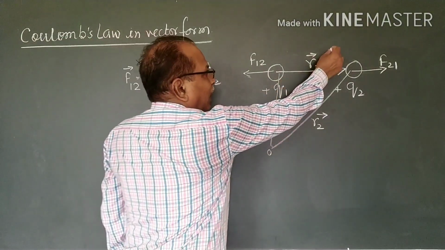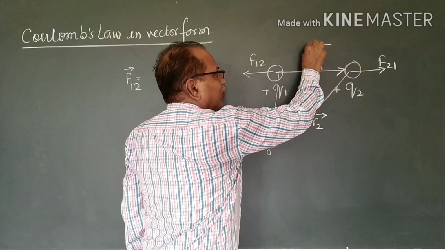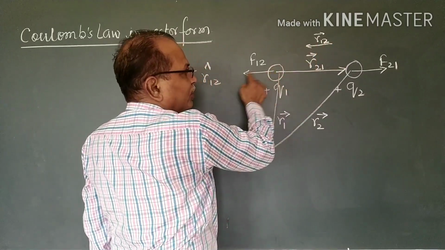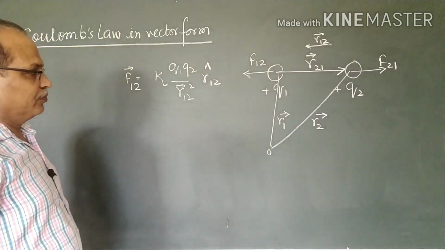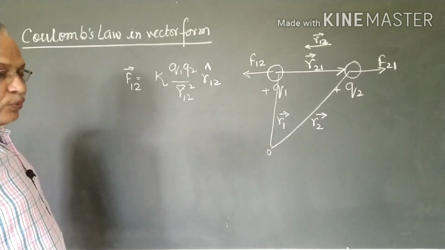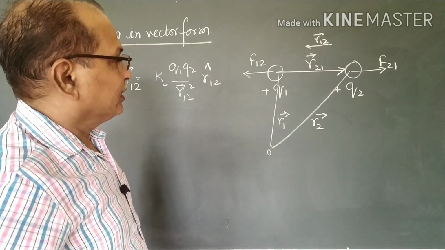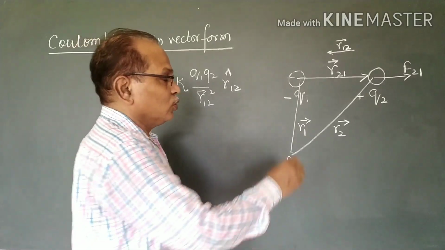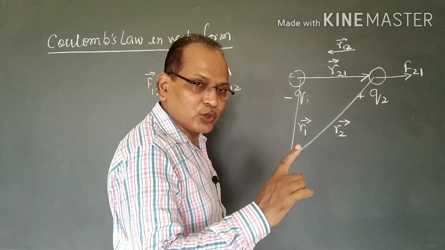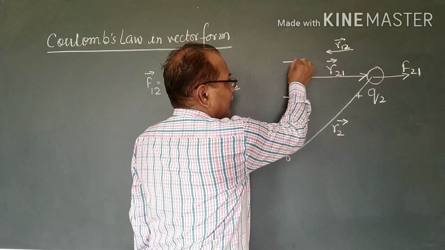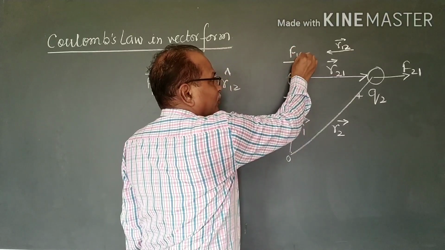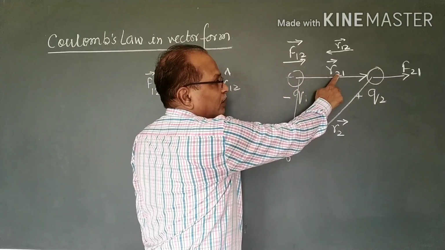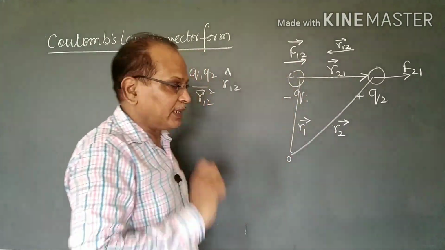Here the vector R12 will be in this direction. So R12 and F12 are in the same direction. Now, if, for example, this charge is negatively charged, so what will be the direction of the force on the first charge? This will be the direction of F12. Now, F12 and R21, both the vectors are in the same direction.